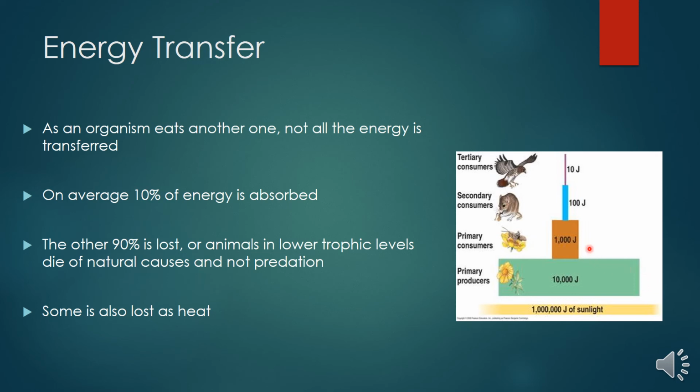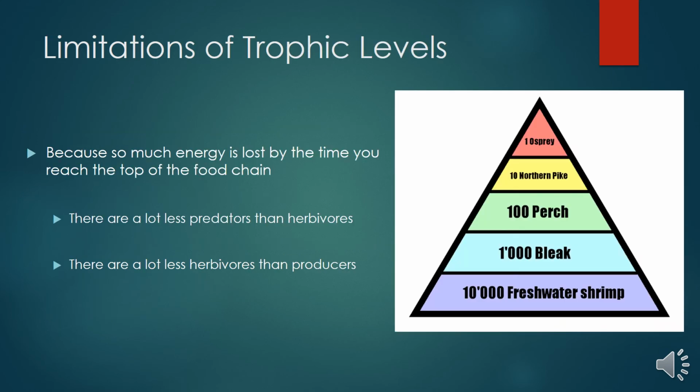Some energy is lost as heat. Even when an animal eats just one animal, he doesn't get all the energy out of it. Some of it's lost as heat, some of it's lost in catching the animal, some of it's lost in digesting the animal. There's a lot of ways that energy is lost in these systems.